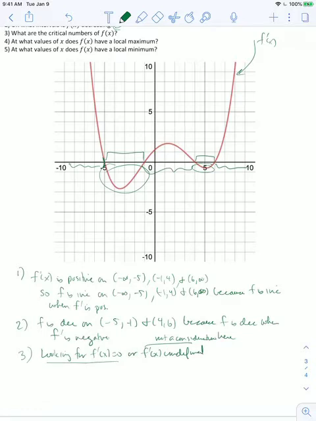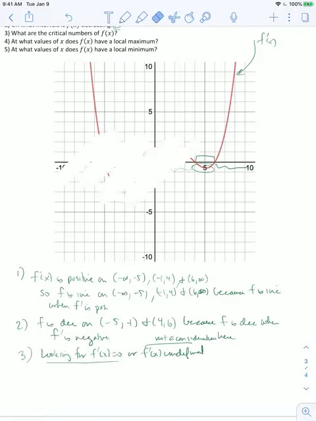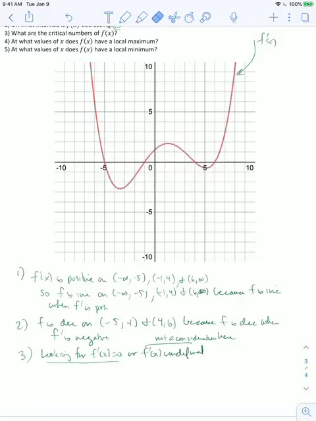Well, let me erase what I've drawn so far so we can look at this. And so f prime is 0. Well, we're looking right here, right here, right here, and right here. And so f prime of x is 0 when x is -5, -1, 4, and 6. So these are the critical points of f.